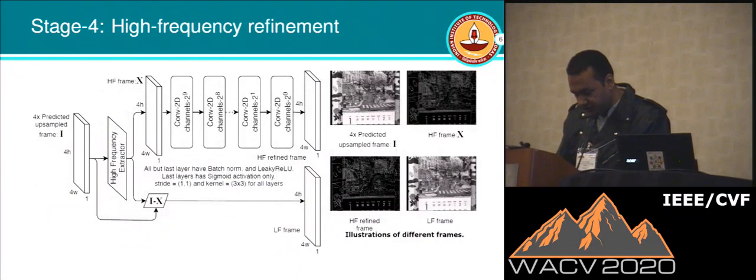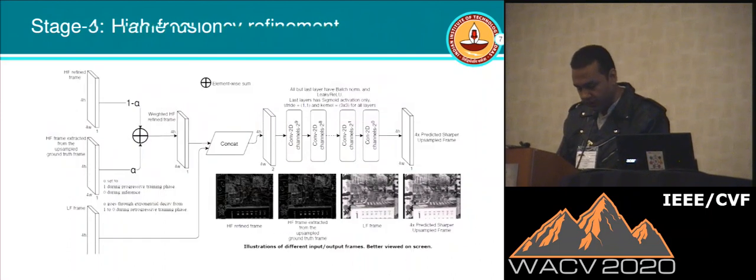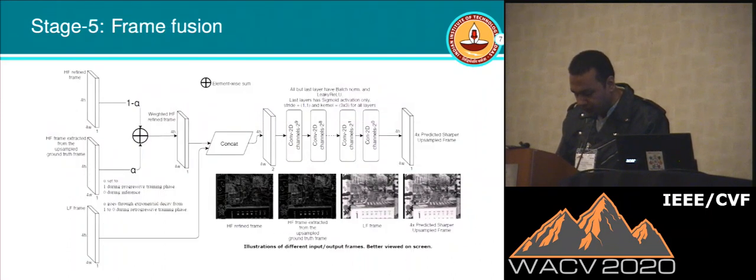The fourth stage separates the intermediate upsampled frame into two frames having high and low frequency details using Sobel filters, and then refines the high frequency frame. The fifth stage fuses the refined high frequency frame and the low frequency frame coming from stage 4. This stage is trained in two phases, the progressive phase and the retrogressive phase.